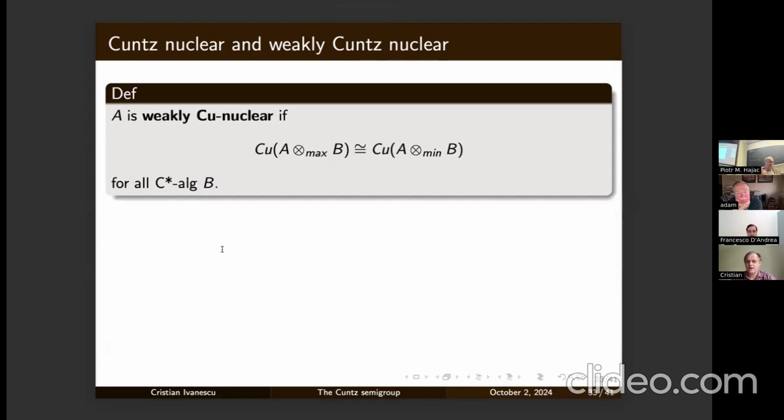Okay, so actually, we can also make a slightly weaker version of Q-nuclear. So we say, by definition, A is weakly Q-nuclear if the Cuntz semigroup of the maximal tensor product is isomorphic with the Cuntz semigroup of the minimal tensor product.